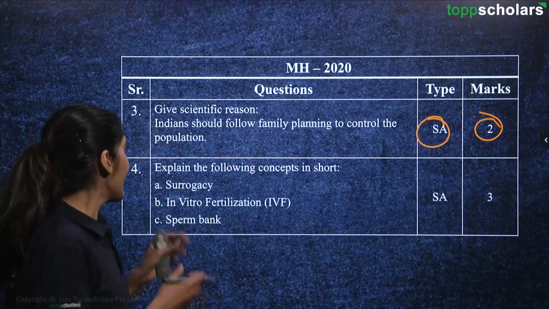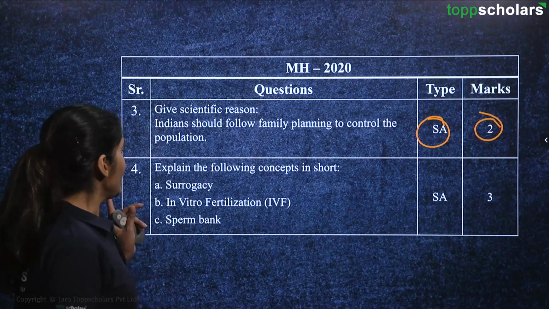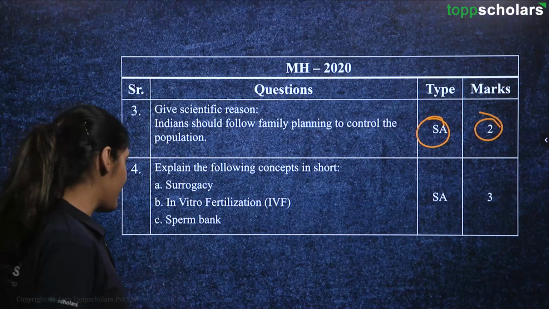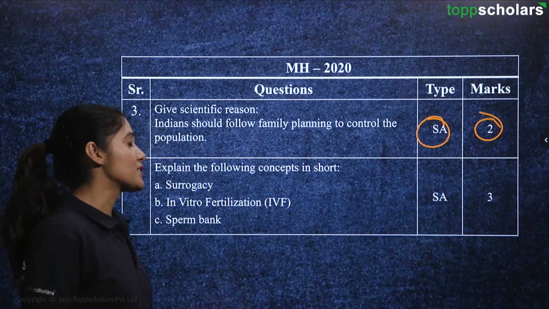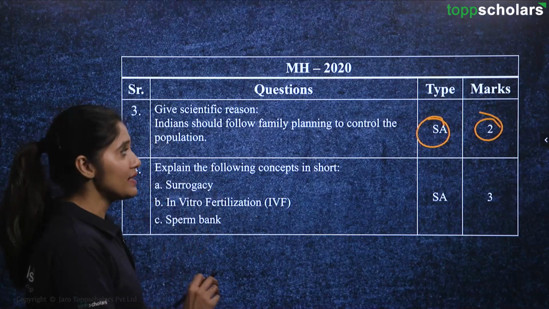Now next is: explain the following concepts in short. Surrogacy, in vitro fertilization, that is IVF, and sperm bank. So, we will be discussing this in further detail in our subsequent slides.